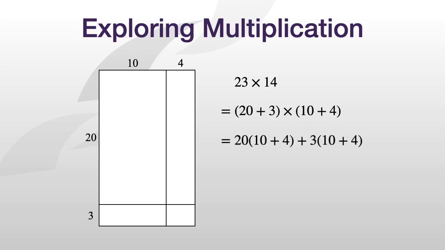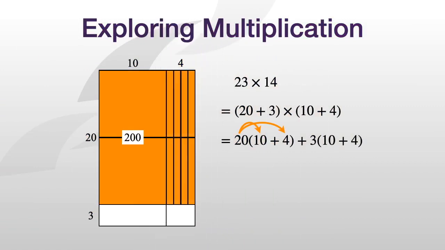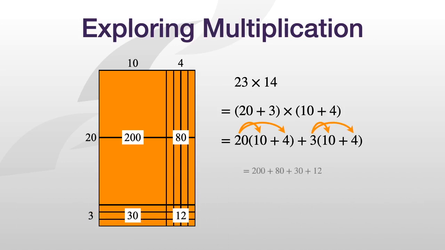20 is multiplied across both 10 and 4. Similarly, 3 is distributed across both 10 and 4. Each part of 23 is multiplied by every part of 14. The 4 partial products add to 322. Before we turn our attention to algebra, let's look at how an area model helps us make sense of an algorithm from arithmetic.